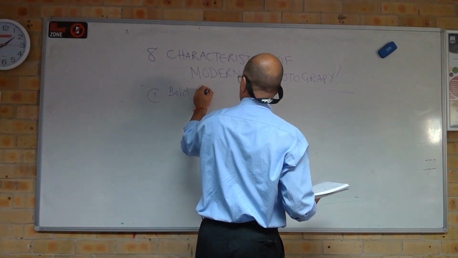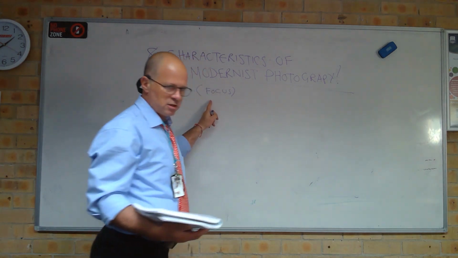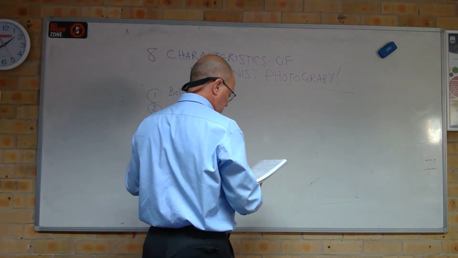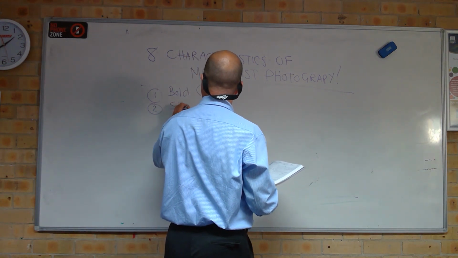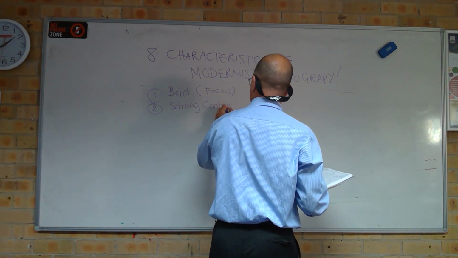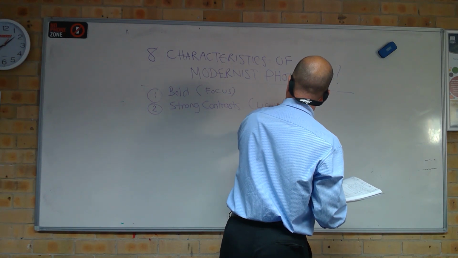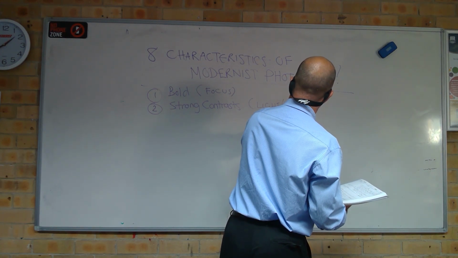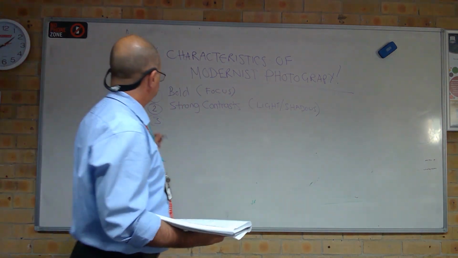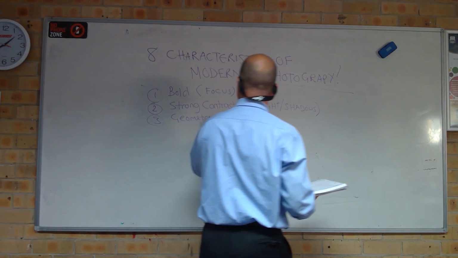But in my video, one of the things I mentioned was focus. What about focus is different? You'll need to do your research. 2, strong contrast. And that's all about how light is treated, light and shadows. So your sentence will need to talk about those ideas. 3, geometry. That's all about shapes.